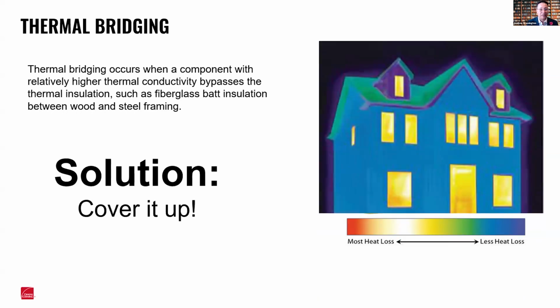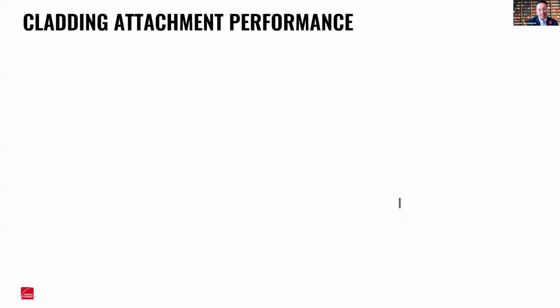Let's have exterior insulation on the building, because then we're covering those junctions, those areas where heat could bypass. Now we're able to mitigate that, reducing the operational energy the house has to use. When we start looking at exterior insulation, the key thing is your cladding attachment performance. If we look at a standard wall, we have an R20 batt in the wall.